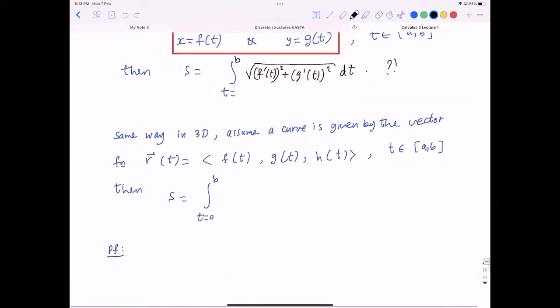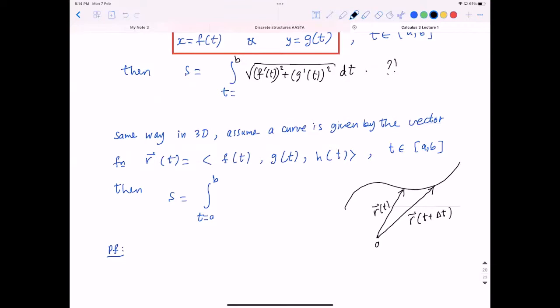So what we'll have here, this is the curve, this is the origin, this is the position vector at time t. This is the position vector after a little change of time. This is the position vector at time t plus delta t. So this vector will be delta r. So its magnitude is, and this is the arc length required to be calculated, ds, delta s or ds.